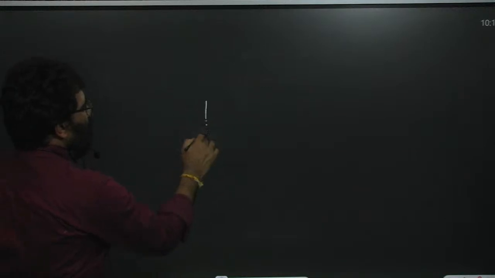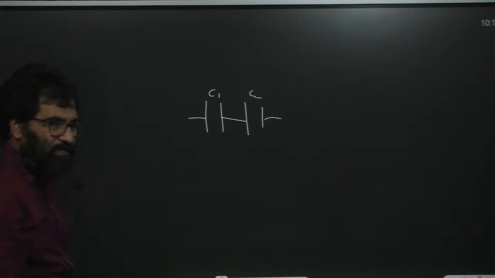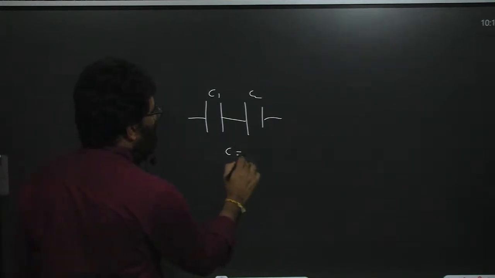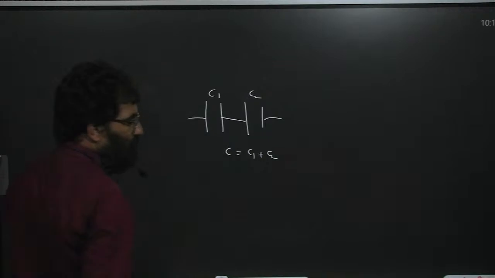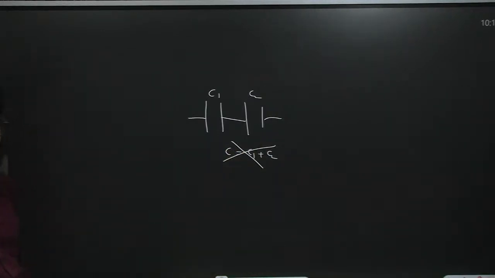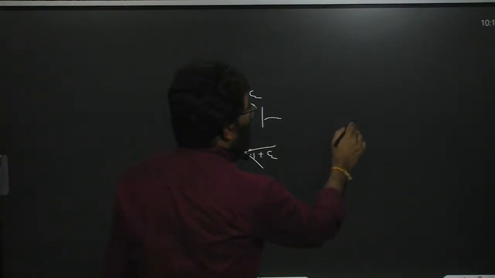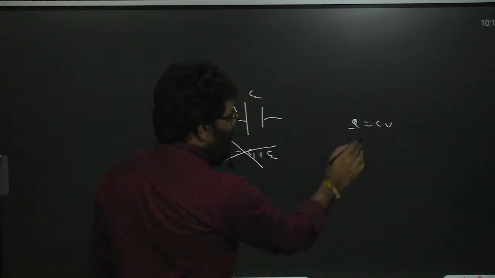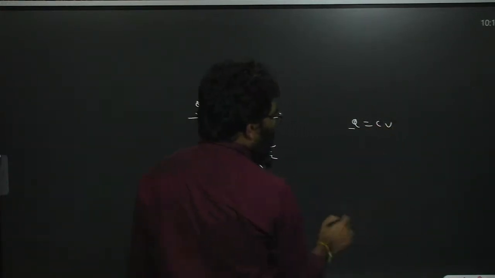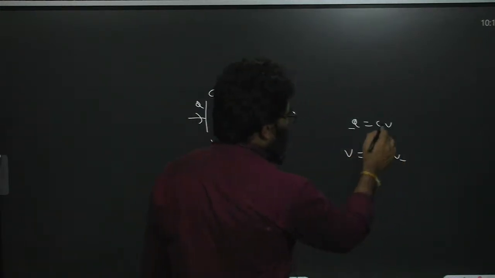So two capacitors, C1 and C2, are connected in series. What is the effective capacitance? Don't think like resistances. When two capacitors are connected in series, which one is constant? Charge is constant. Q is equal to CV. Charge is constant, so the potential difference V is V1 plus V2.